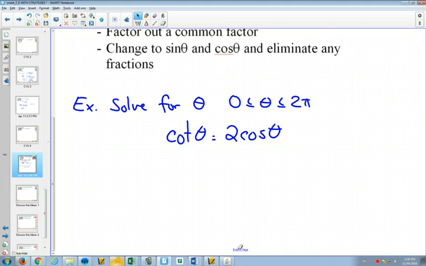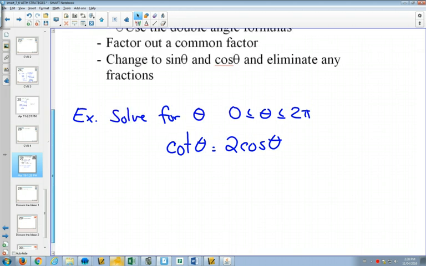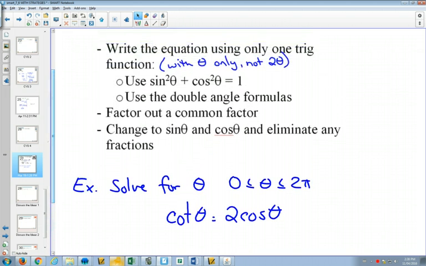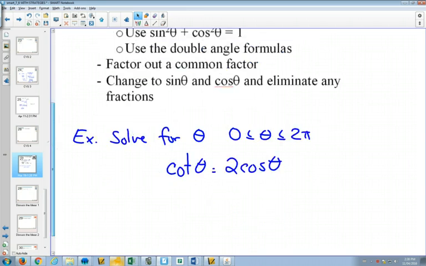But unfortunately, in this case, there's not a way to change cotangent to just cos. There's not a way to change cos to just cotangent. So we're not able to write it with only one trig function. So then we look at what else could we do. Is there anything we can factor on either side? No. So we might have to go to the third thing. Let's change things to sine and cos, and then eliminate any fractions.